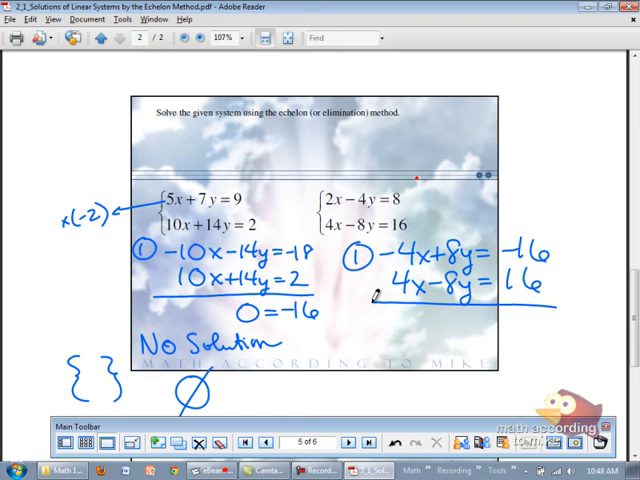When we add them together, what happens on the left? What happens on the right? All of our variables eliminate. We're in a special case. But now we're left with something true. 0 does equal 0. So this is your infinitely many solutions.